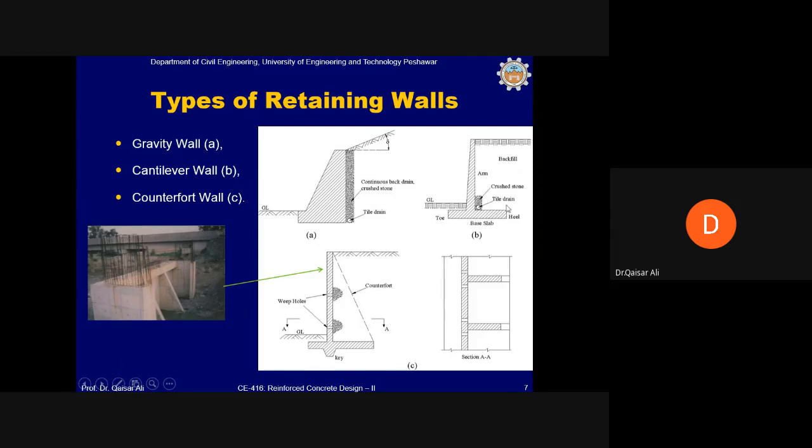Similarly, in this retaining wall also, a tile drain has been provided on the back side of the arm in order to prevent the seepage of water to the base of the foundation and also to release the pore water pressure. Weep holes are also provided in almost all retaining walls. As you can see, some weep holes here in this figure, and you've also seen the weep holes in one of the figures in the previous slides.